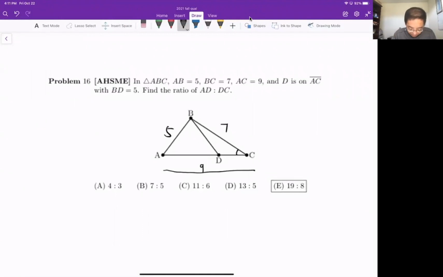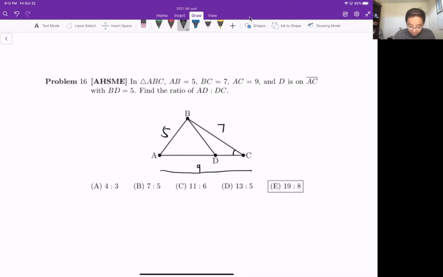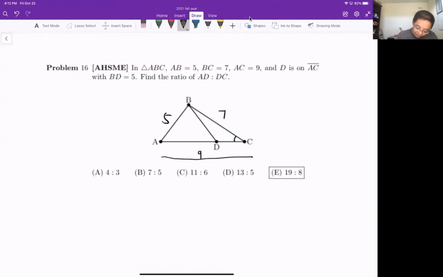Question number 16. In triangle ABC, we know AB is 5, BC is 7, AC is 9, D is on AC with BD equal to 5. Find the ratio of AD to CD. Now, this problem on the surface does not involve trigonometric functions. Maybe there are pure geometric methods to solve it. However, if we use the law of cosine, then there's quite a convenient way to solve this problem. All right, so we'll use the approach of trigonometric functions, the law of cosine.